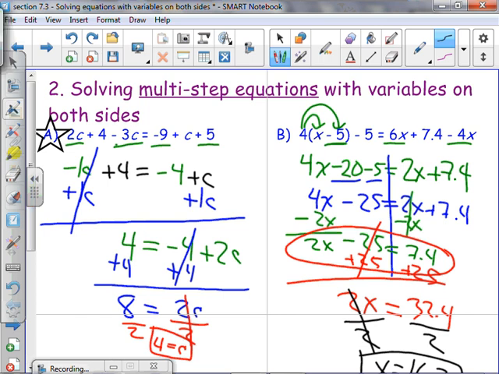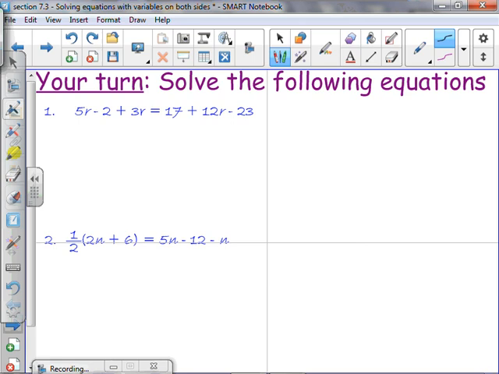Here's a couple of questions you can work on your own. Okay, this one obviously is going to need the distributive property. This one up here is going to need you to simplify some stuff, and then get the variables to only one side. They're both going to require you to get the variables to one side. Okay, so those are for you to work on, and I am moving on.